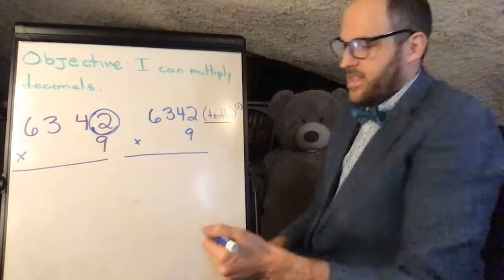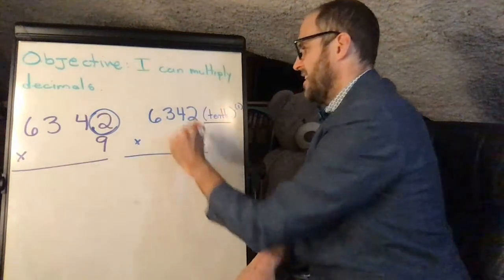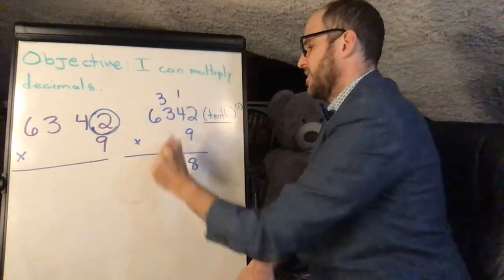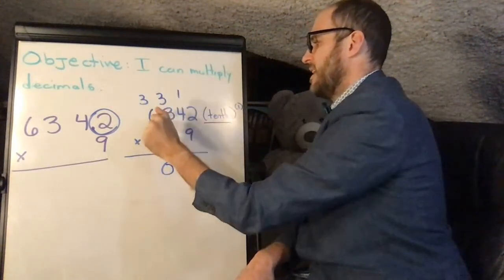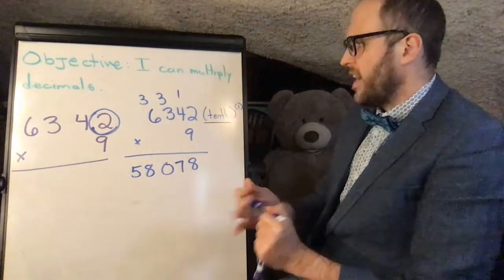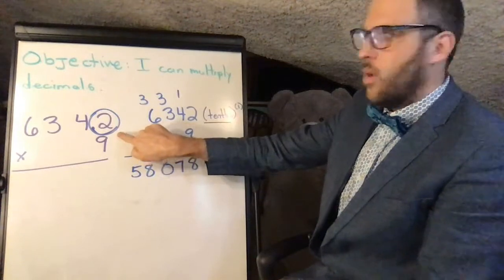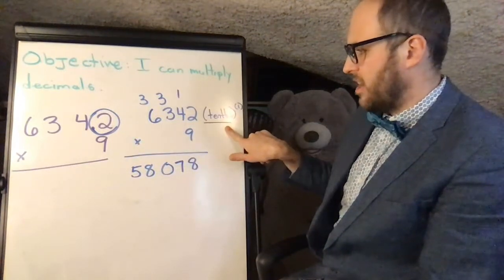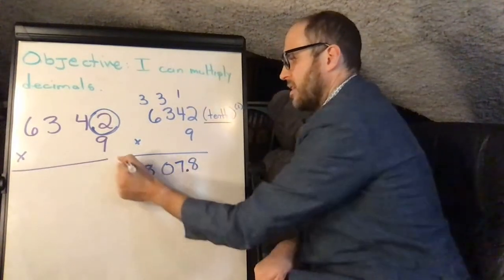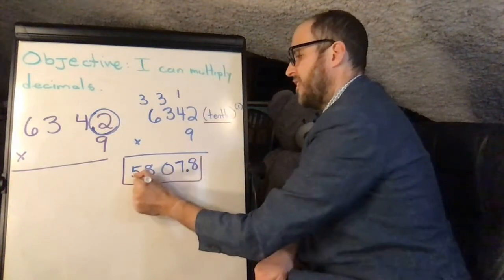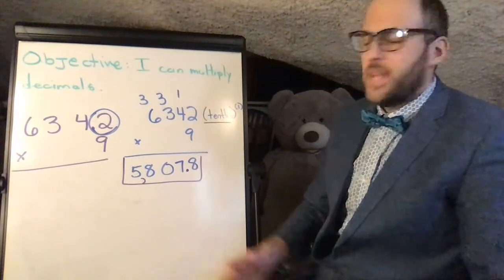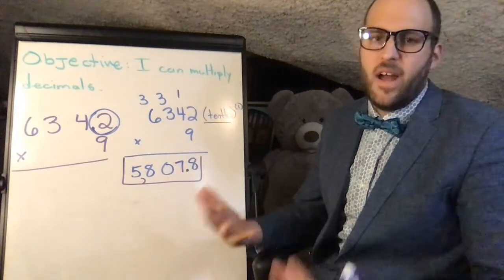Once the decimal's out, now you're just multiplying. 9 times 2 is 18. 36 plus 1 is 37. 27 plus 3 is 30. 9 times 6 is 54. Plus 3 is 58. Now, because we had one decimal place in our question, we have to make sure we have one decimal place in our answer, which is why this tenths tells us we have to move the decimal point in one spot. So our answer here would be 5,807 and 8 tenths.